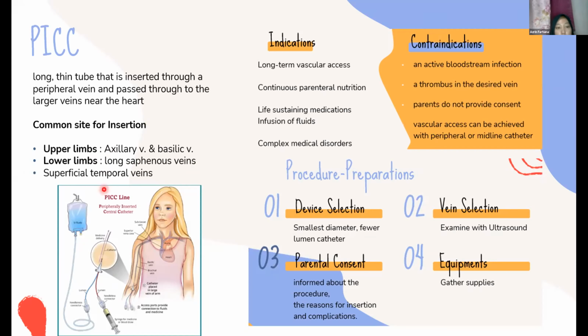So the PIC line has, as you can see in this diagram, this is the PIC line, and here is the catheter, and here is the lumen. It consists of the lumen and also the needleless connector here. Sometimes the lumen can be single or triple depending on the usage, and the catheter is placed in the large vein, mainly in this site.